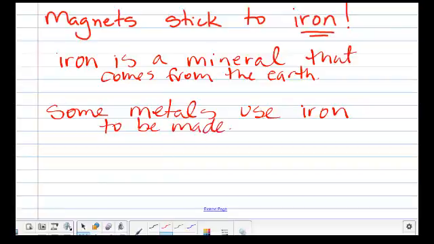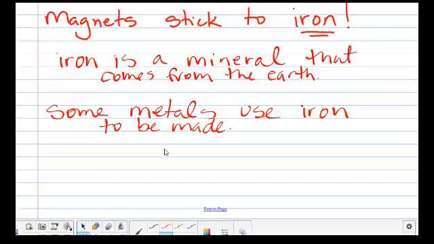So, when you look at some of those objects that the magnet stuck to, I know one thing. I know that this nail that the magnet stuck to is made with what material? Iron. It's made with iron. There's iron in it. How do I know? Because a magnet sticks to it.